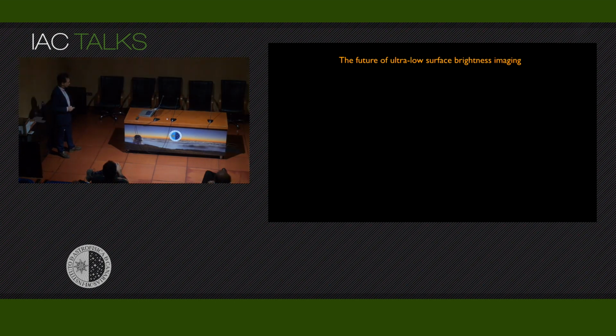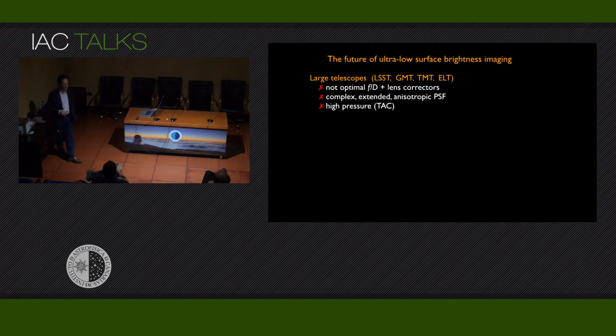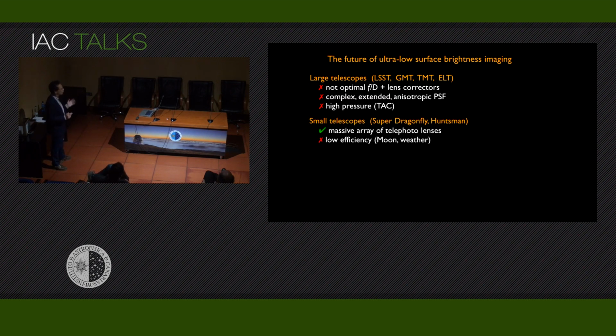So what is there for the future in imaging? You can say, okay, perhaps large telescopes, and Nature has been the pioneer in this field, but again, it's not optimal. You have all sorts of lens corrections, we'll come back to that in a minute. If you can measure the PSF, that's fantastic, but of course you also have high pressure. So it is very nice to do targeted surveys, but not a very extended sky survey.